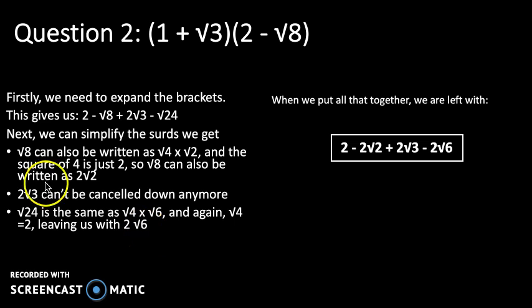So all the simplifications that we just found can be put back into this original line. And when we do that, we get 2 minus 2 times the square root of 2 plus 2 times the square root of 3 minus 2 times the square root of 6. And this is as simplified as it can get.